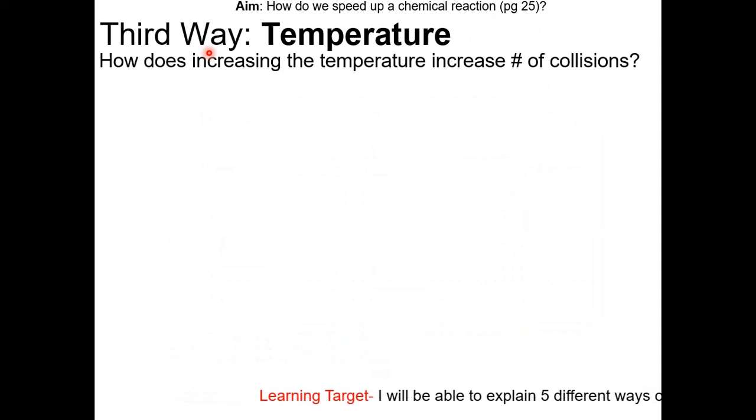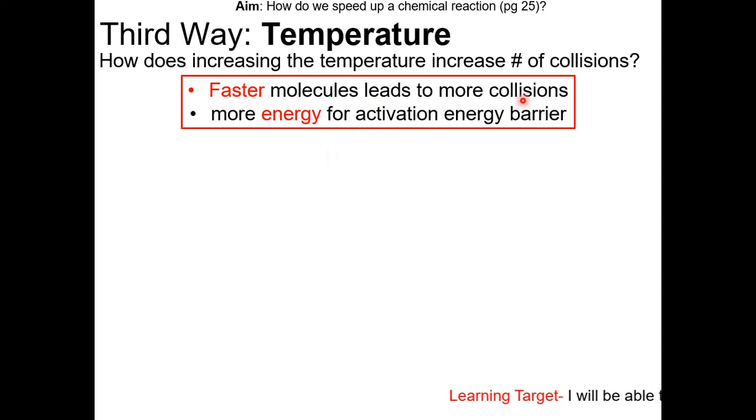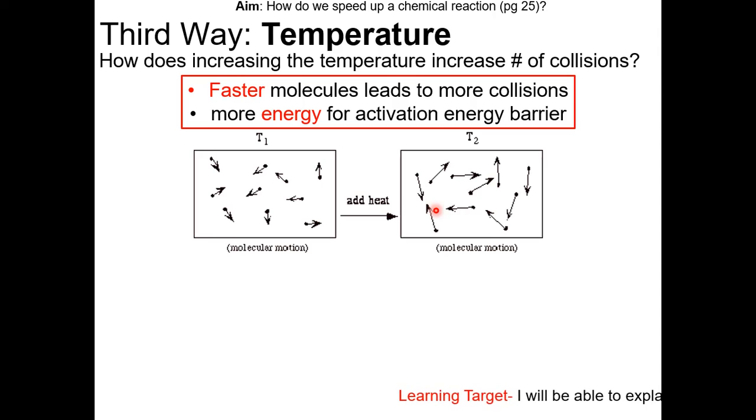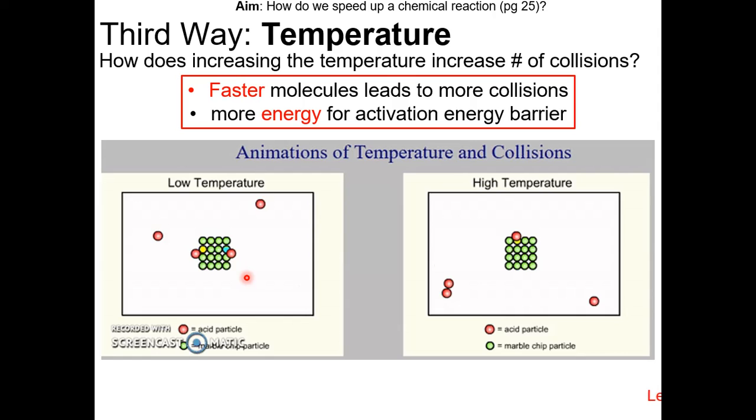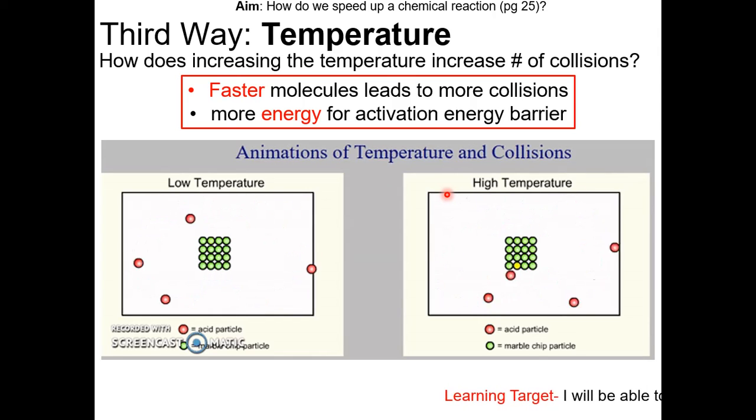The third way of speeding up a chemical reaction is temperature. How does increasing the temperature increase the amount of collision? When you increase the temperature, you're increasing the speed of the particles. Faster molecules leads to more collisions, as you can see from this diagram. In addition, increasing the temperature provides more energy for the activation energy barrier, as you can see from this potential energy diagram. Here's a GIF comparing low temperature versus high temperature at the same concentration. As you can see, at a higher temperature, the particles move faster, therefore they'll collide more often.